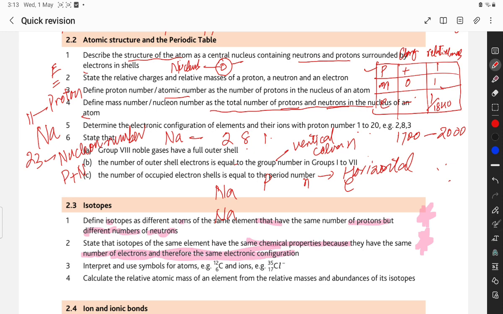You have the periodic table, you can take help from the periodic table. This is proton number, this is neutron number, and a sodium atom has how many protons? 11. How many neutrons? 12. How many electrons? 11, because the number of electrons of any atom is equal to the number of protons.